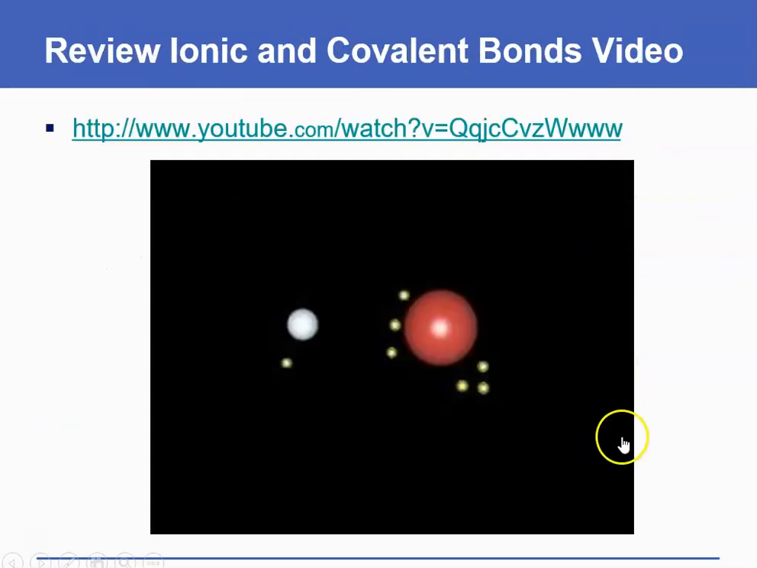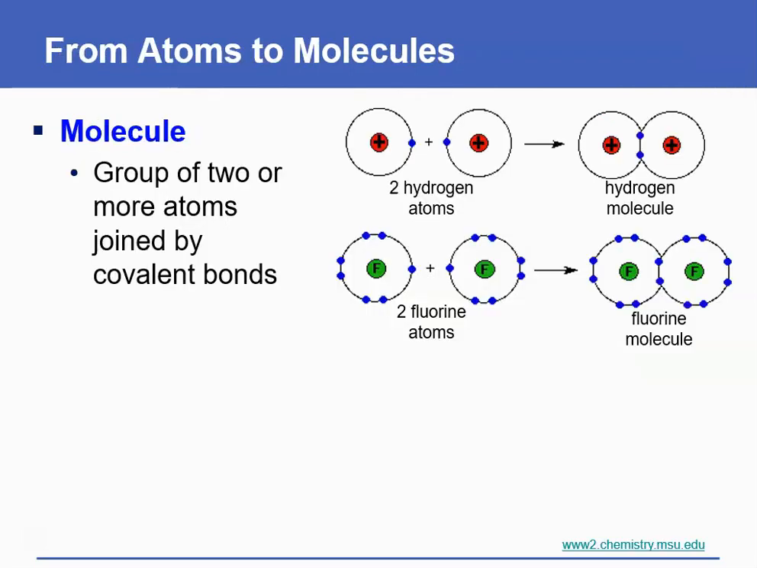So hopefully you watched this on your own, showing the differences between an ionic and a covalent bond. It looks like it's not working for me all of a sudden, but please let me know if it worked for you or if it didn't work for you, if there ever are issues that you're seeing.